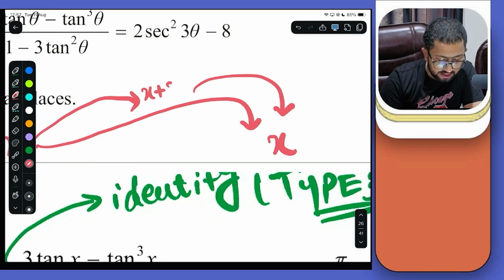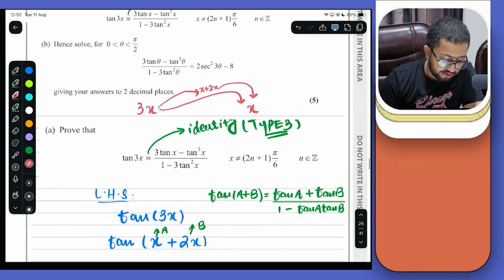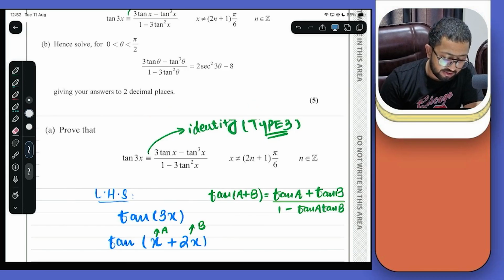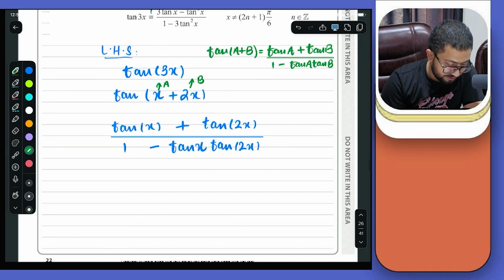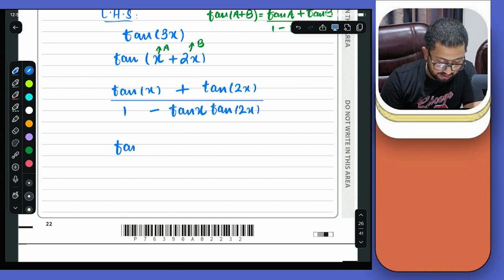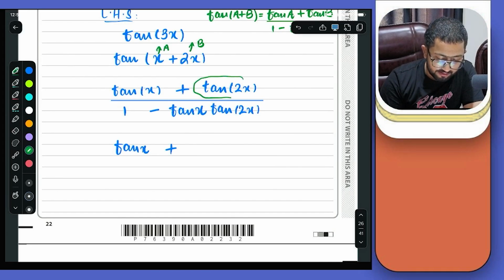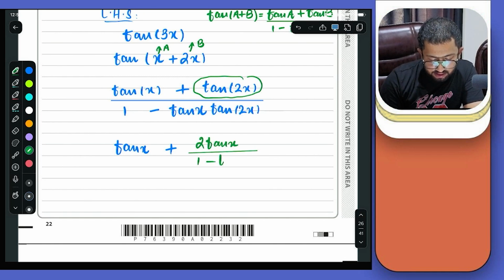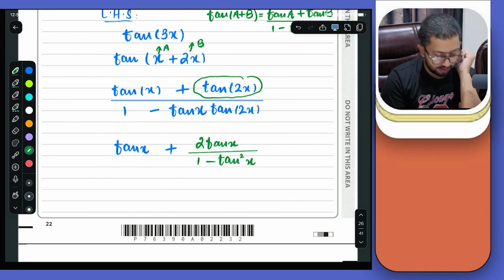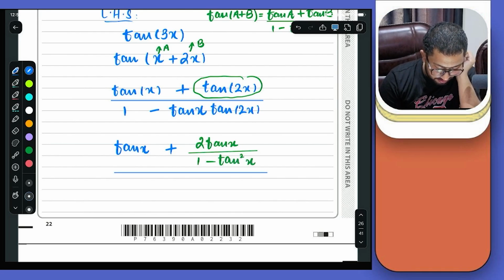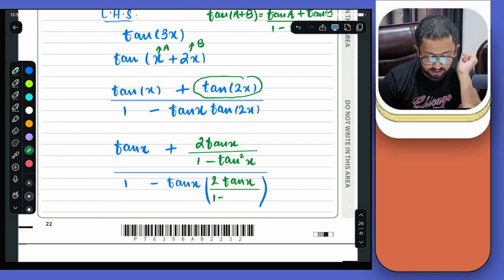First you have to convert 3x into x plus 2x. So what do you need to do? First you need to apply the compound angle formula, then you need to apply the double angle formula. Tan x plus, what is the formula of tan 2x? 2 tan x divided by 1 minus tan square x. Similarly, apply the double angle formula for the tan x: 2 tan x over 1 minus tan square x.